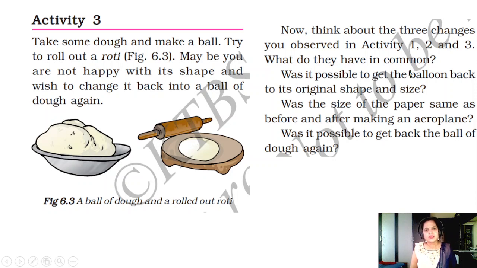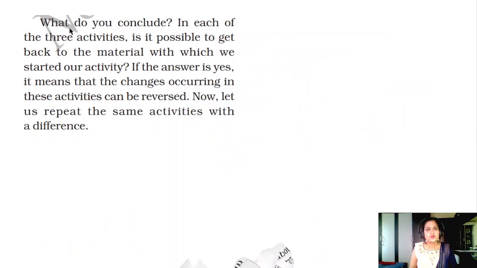What do they have in common? Was it possible to get the balloon back to its original shape and size? Yes. Blow away the air. You can get the balloon to its original size and shape. Was the size of the paper the same before and after making an aeroplane? Yes, it has not been altered. Was it possible to get back the ball of dough again? Yes, it is possible. What do you conclude in each of the three activities? Is it possible to get back to the material with which we started our activity? If the answer is yes, it means that the changes occurring in these activities can be reversed.